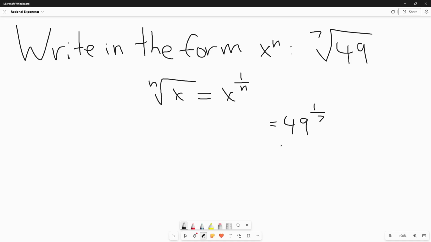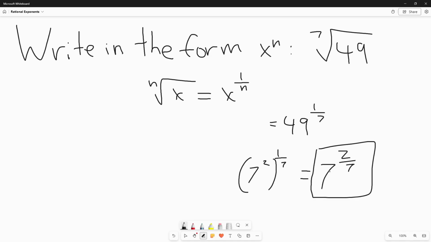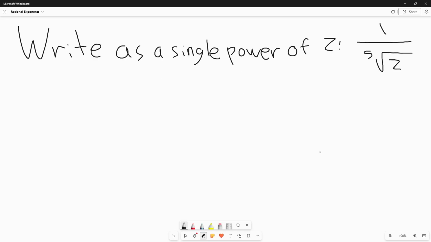However, 49 is 7 to the power of 2. So I would rewrite it as 7 to the power of 2, to the power of 1 over 7, which is equal to 7 to the power of 2 over 7. This answer is what I would write even though both of these answers are correct. Now let's do another practice problem.